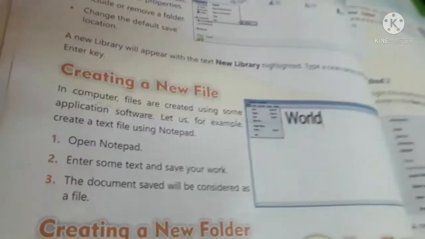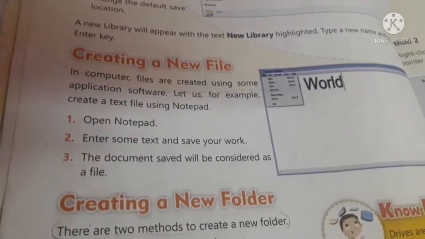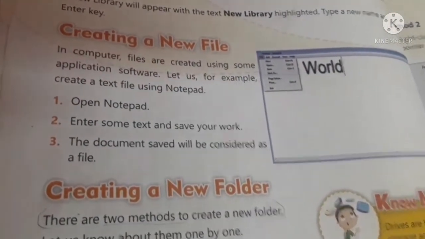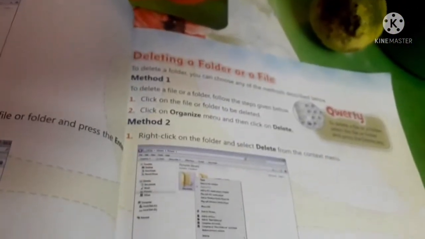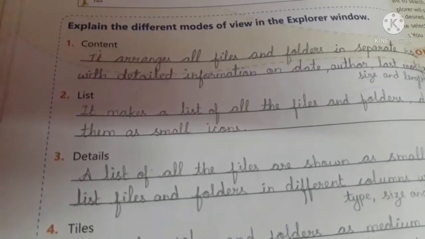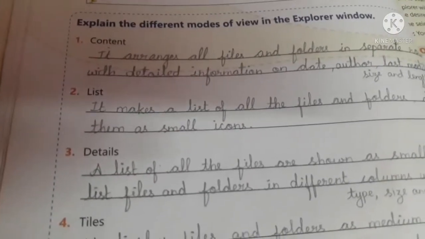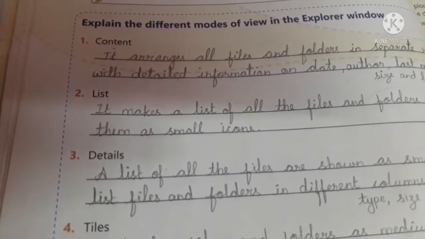Already we have seen how to create a new file or folder, rename a file or folder, delete a file or folder, modes of view, and how to create a shortcut throughout the videos. Now let's revise all the book back side exercises. First, page number 24. Explain the different modes of view in the Explorer window.